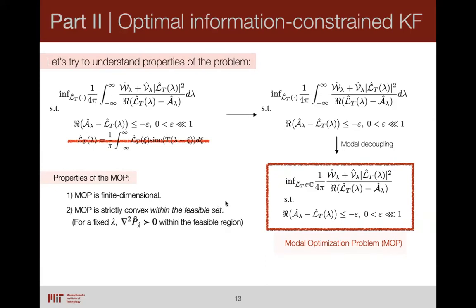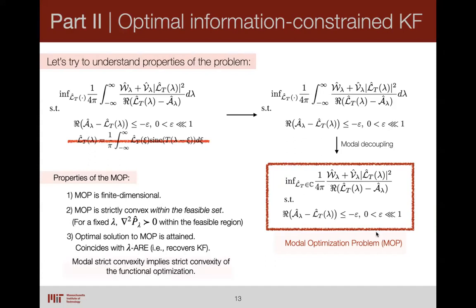The second one is that one can prove that this problem is strictly convex in the feasible region. The way to show that is to compute the Hessian of this cost in both the real and imaginary components of this L hat of t at a particular lambda and show that the Hessian is positive definite in the feasible region. When you have this stability condition, the denominator is strictly positive. With that, you can also show that the optimal solution is attained, and that you recover what you should be recovering, that is the symbol of the Kalman gain, the one that we obtain from the Riccati equation.